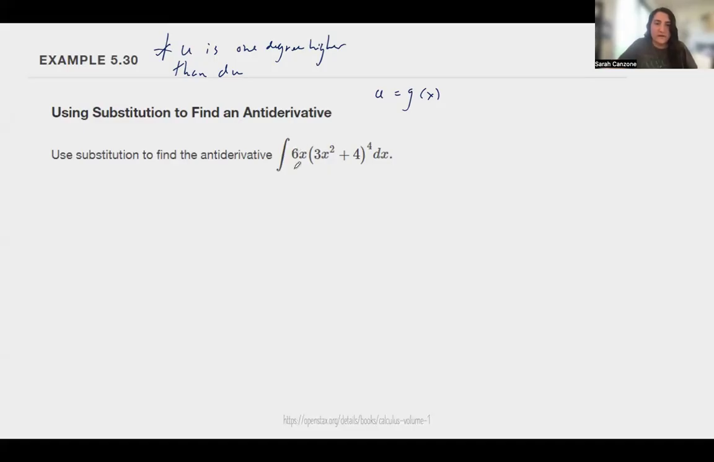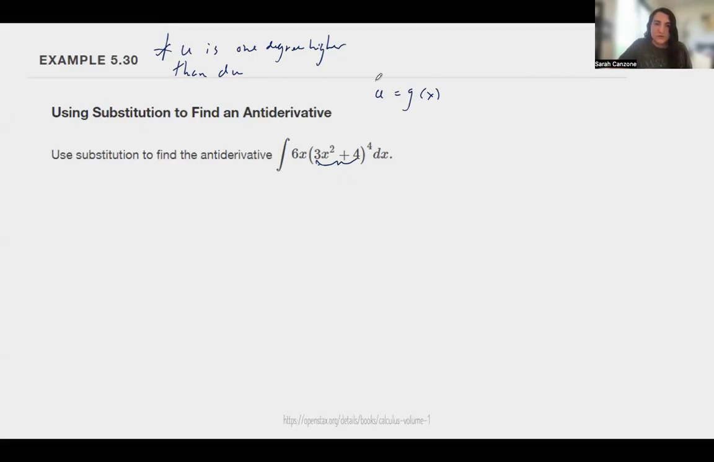So you see 3x squared and you see 6x. The plus 4 doesn't matter. You take the derivative of 4, you get 0. So what you see is this 3x squared plus 4 quantity to the fourth. This is kind of the problem right here. So if you take the derivative of 3x squared, what you get is 6x. Well, that happens to be this right here.